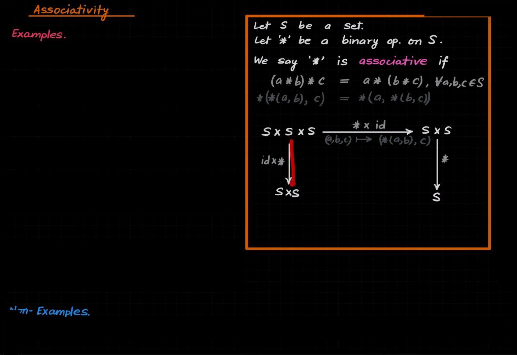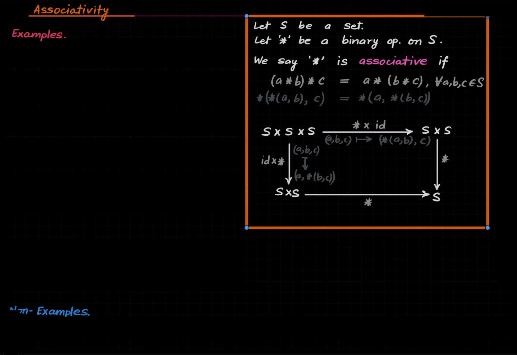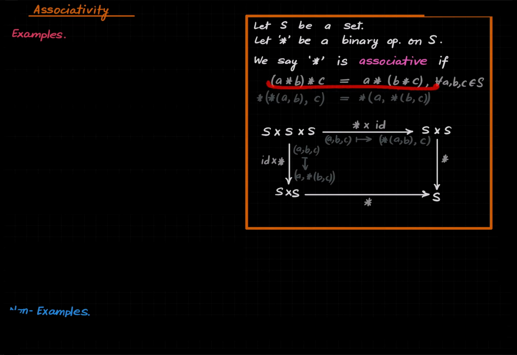So what does this map do? It takes A comma B comma C to A comma star of B comma C, right? And now you can apply a star here. This statement is exactly saying that this diagram commutes. Do not run away if this diagram seems too complicated. It is not complicated. We are just trying to express this equation in a diagrammatic fashion.